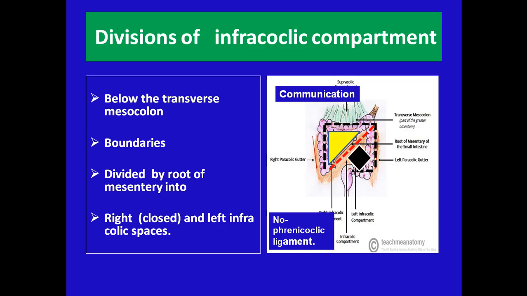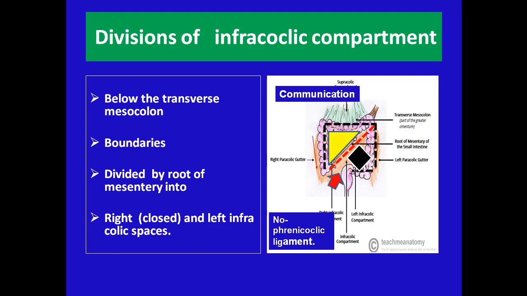The left infracolic space is bounded superiorly by the root of the mesentery, on the left side by the descending colon, and inferiorly by the sigmoid colon. It is an open space and communicates with the pelvic cavity, so infections can go from the pelvic cavity into the left infracolic space or vice versa. On either side of the ascending colon, there is a paracolic gutter. So on the right side, there are right lateral and right medial paracolic gutters.